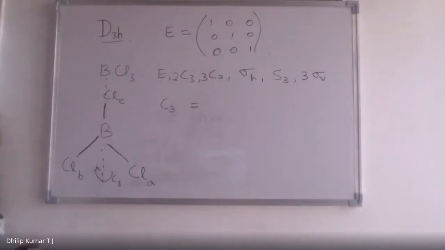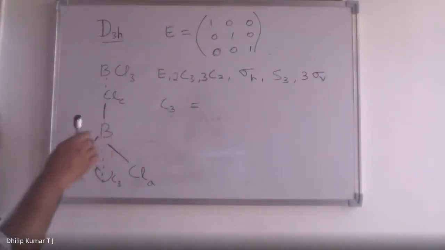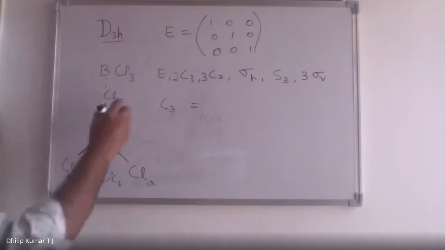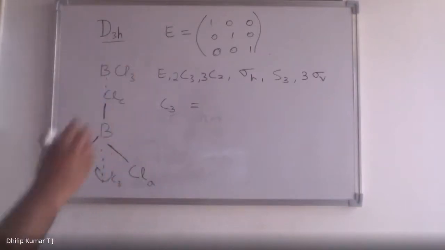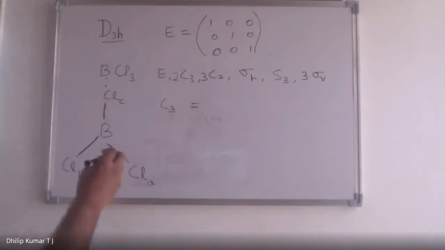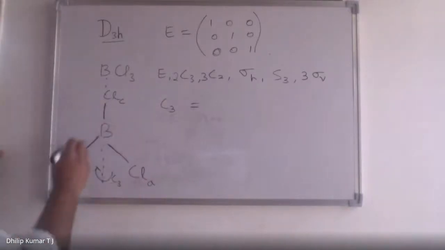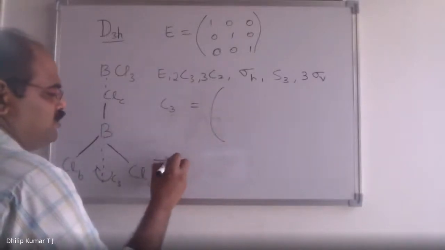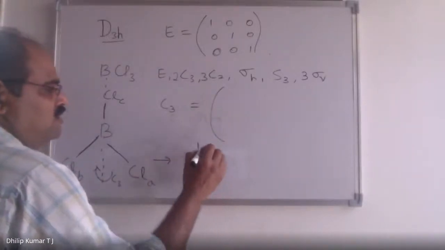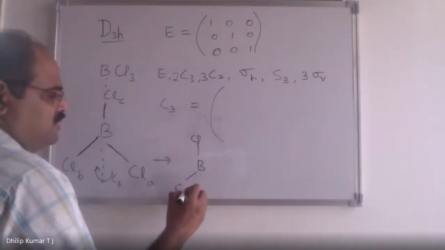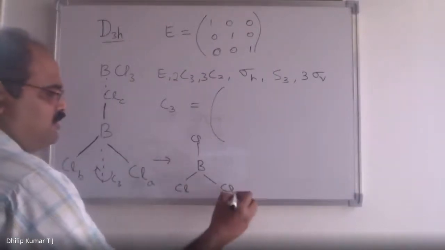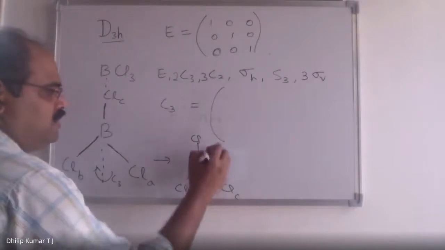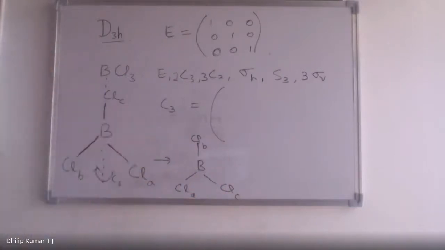And then there are three C2 axes. So this is perpendicular to the C3. So C2 you have here, this side, and this side. So we'll come to C2 later. But for C3, you consider here, and then we are rotating by 120 degrees. So if you rotate it, what happens? So this will go to B, Cl, Cl, Cl. This will become C time, A time, B time. If you rotate it by 120 degrees, the atoms' positions will be interchanged.